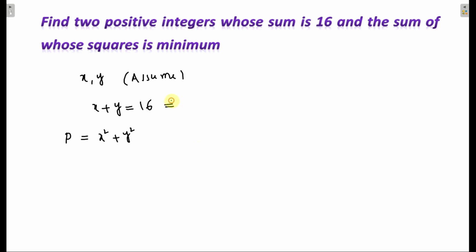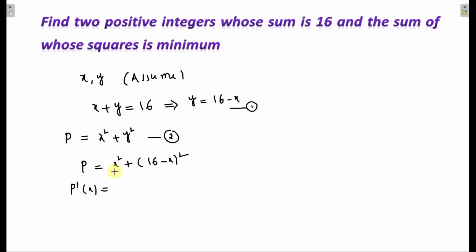Now from this relation I can write y is equal to 16 minus x. Let us assume this is first relation and this is second relation. Now substitute 1 into 2, so here I will get P is equal to x square plus y square means x square plus 16 minus x whole square. Now this is the function. Again using second derivative test I will solve this problem. So for local maximum, local minimum, find out P dash here.